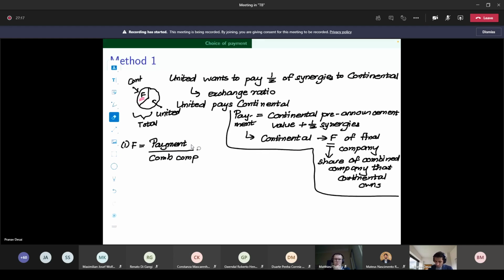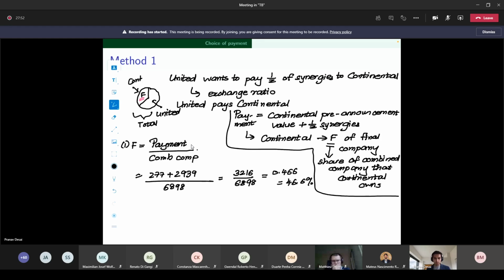Okay. So that should be equal to, in this case, 277, which is half of the synergies, plus the pre-announcement price, which is 2939, divided by the post-announcement combined company, which is 6898. That works out to 3216 divided by 6898, and that is 0.466 or 46.6%. 46.6% of the combined company is going to be held by Continental shareholders.